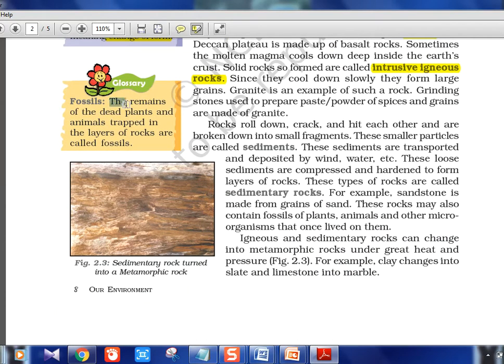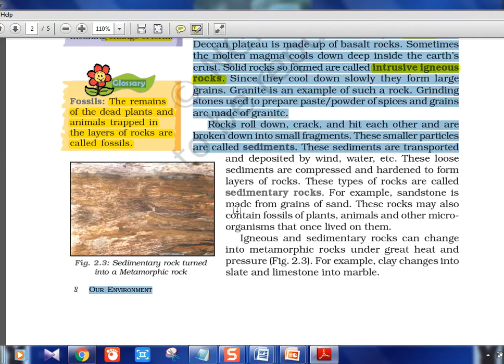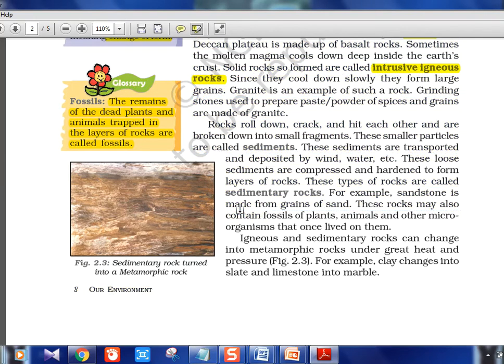Fossils, you should know, are the remains of dead plants and animals trapped in layers of rocks, okay. Like animals will die and then some deposits will come on top of them. So what happens is they will be found later after centuries. Scientists will discover these rocks where fossil remains you can see in between the rocks. In the Jurassic Park movie and all, you can see such things, okay. And it will help us learn about the previous animals or the previous fauna and flora which was available. So these are actually found in sedimentary rocks because obviously layers have to be formed, okay. So rocks roll down, crack and hit each other and are broken down into small fragments. These small fragments are called sediment, okay.